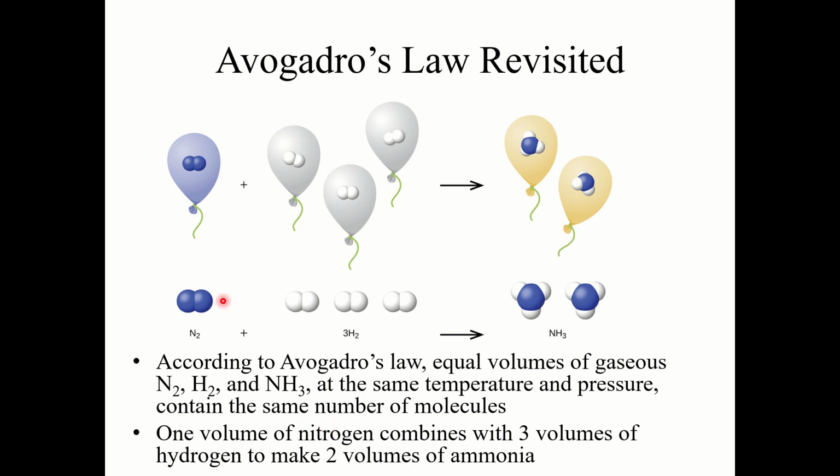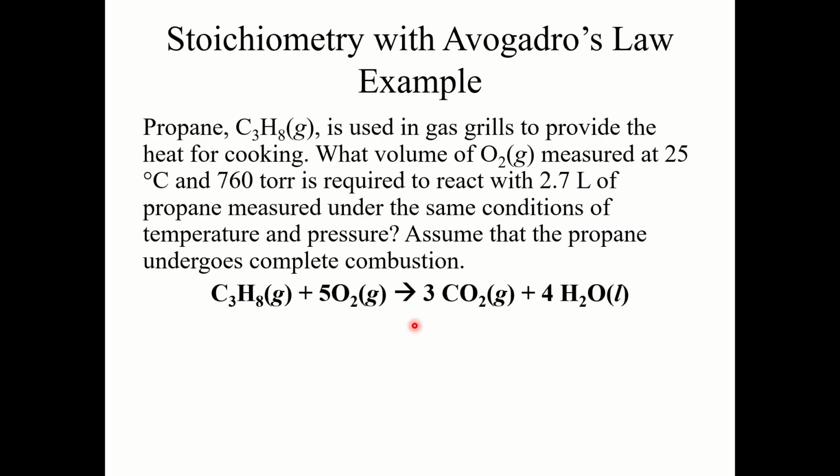We can say that 1 volume of nitrogen combines with 3 volumes of hydrogen to make 2 volumes of ammonia. This sounds kind of weird, but it makes sense conceptually since Avogadro's law is just a direct relationship between volume and moles. So we can use this to our advantage. Let's look at an example of how we would use this through a stoichiometry problem and take a shortcut. This problem states that propane, C3H8, is used in gas grills to provide the heat for cooking. What volume of O2, measured at 25 degrees Celsius and 760 torr, is required to react with 2.7 liters of propane measured under the same conditions of temperature and pressure?